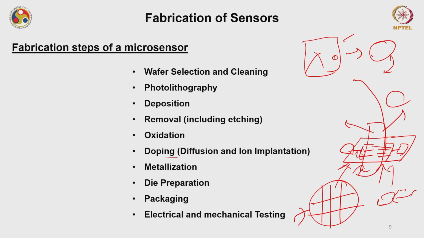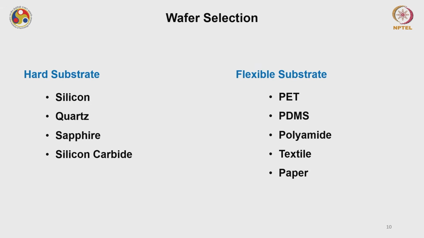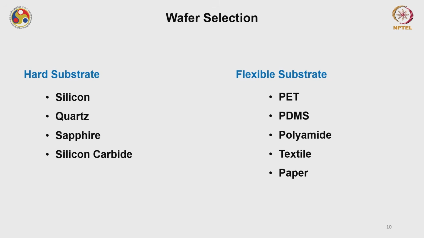We'll start with the wafer selection and its cleaning. Wafers are mostly classified under two heads: hard substrates and flexible substrates. Hard substrates are used for the conventional sensors that you have just seen, a typical gas sensor or any other force sensor. Mostly the microelectronic industry relies on silicon as a substrate because it is compatible with the CMOS process.